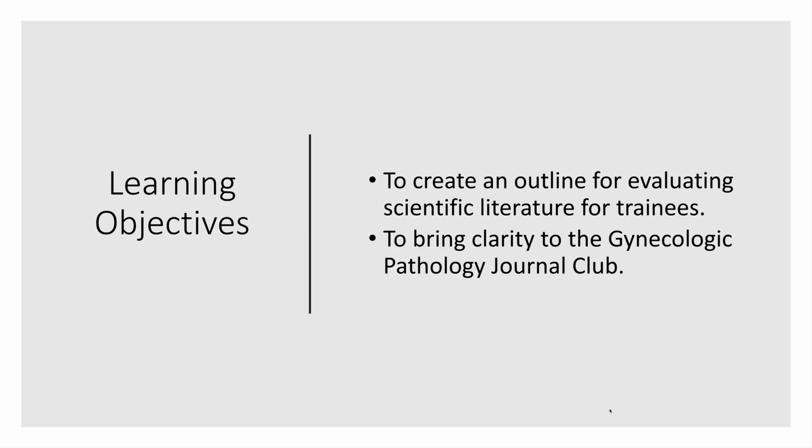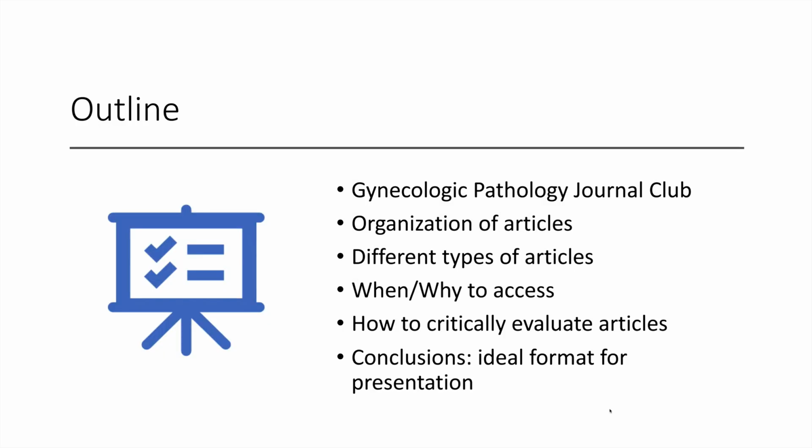The learning objectives for today are to create an outline for evaluating scientific literature for trainees and to bring clarity to the Gynecological Pathology Journal Club. To do this, I will first tell everyone about said journal club. Then I think it would be prudent to take a step back and talk about why we read the scientific literature, starting with an overview of the different kinds of scientific articles, when and why we turn to them, how to critically evaluate those articles so that the knowledge gained is practical, and finally we will reach a conclusion about how to ideally present articles in a succinct and useful format.